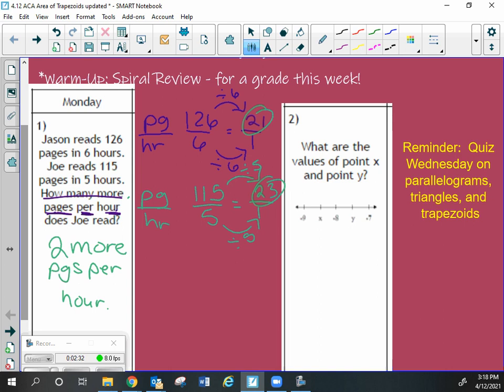All right. The next one, what are the values of point X and point Y? Neither one of those has a number on them, so we're trying to figure out a number for them. Okay, Malik, what did you get? For X, I put down -8.5. Very good. -8 and 1/2, or you could do -8.5. Awesome. Thank you. Sammy, what did you get for Y? -7.5, or -7 and 1/2.